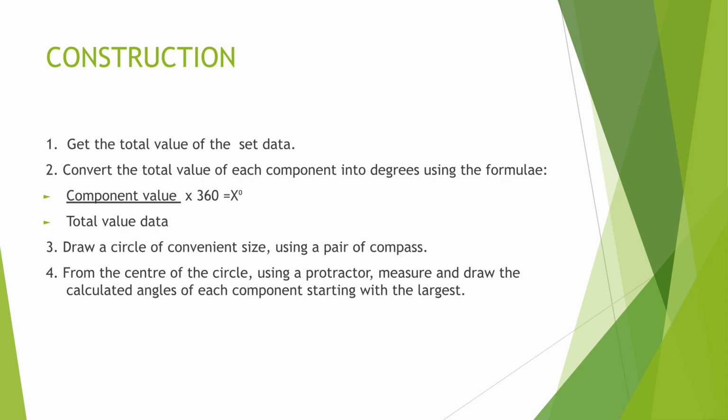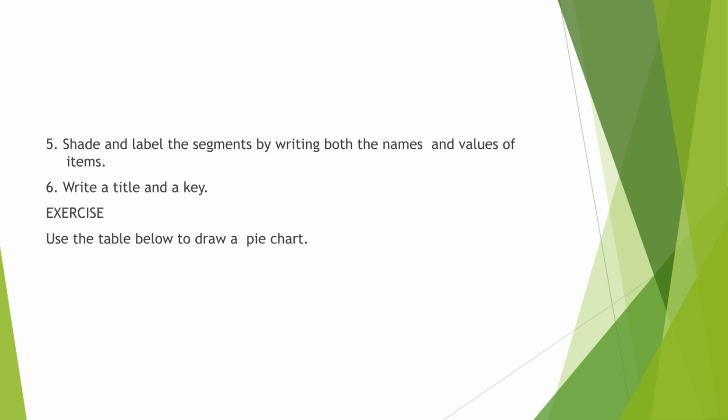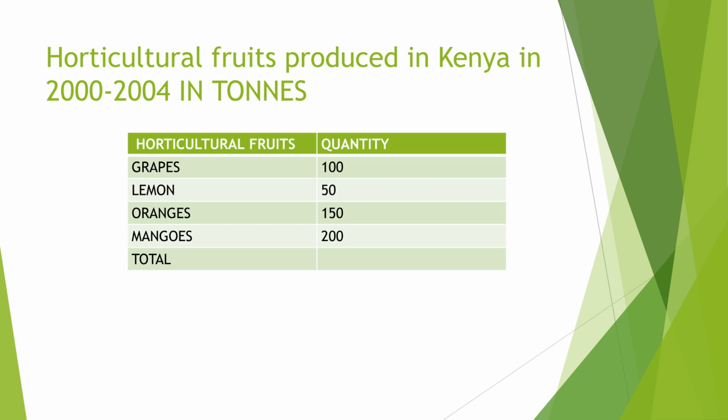Draw a circle using a compass, and measure and draw the calculated angles with a protractor, starting with the largest angle. Next, shade and label the segments with their names and values. Finally, write a title and a key for your pie chart. Here is an exercise. Use the table to draw a pie chart. The exercise data shows horticultural fruits produced in Kenya from 2000 to 2004 in tons, listing grapes, lemon, oranges, and mangoes, along with their respective quantities.